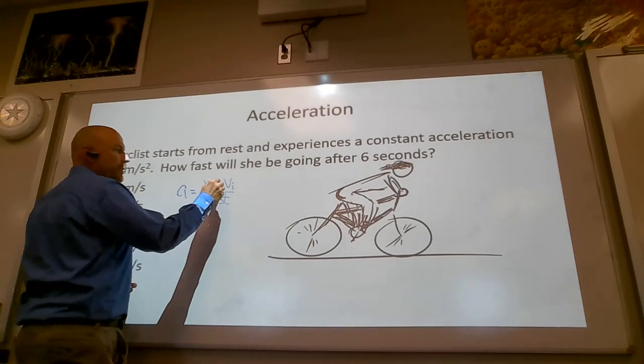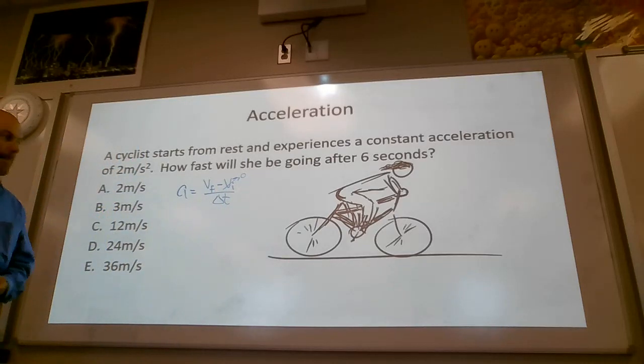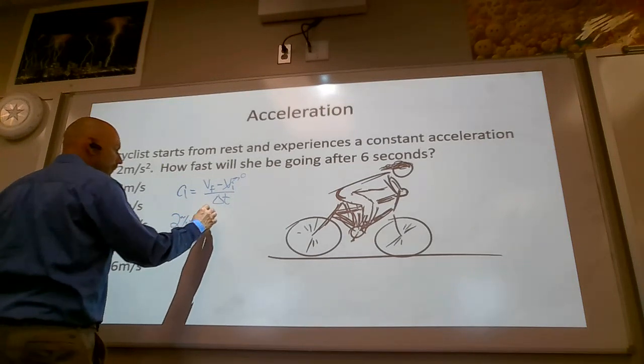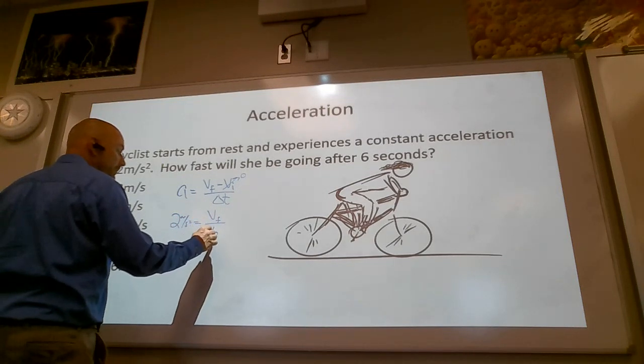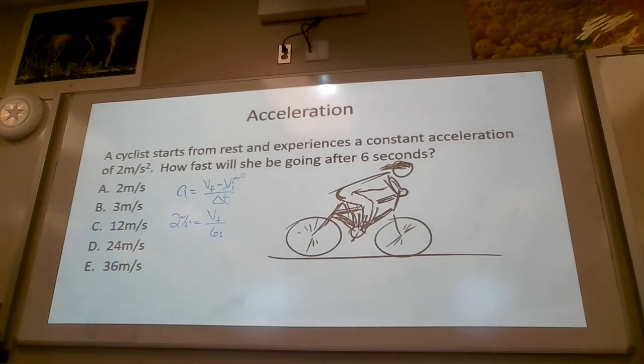You could do this mathematically. Okay. Initially, she starts at rest, so your initial velocity is 0. So you have 2 meters per second squared is equal to your final velocity, what you're looking for, over 6 seconds. So 2 times 6 is 12.